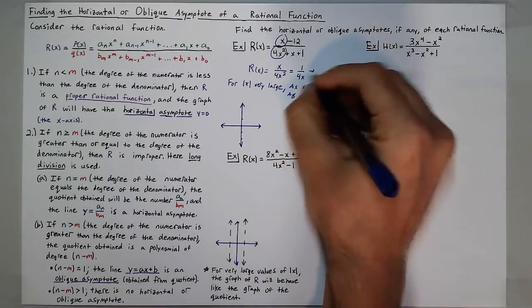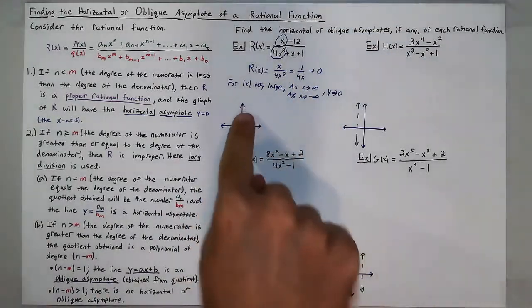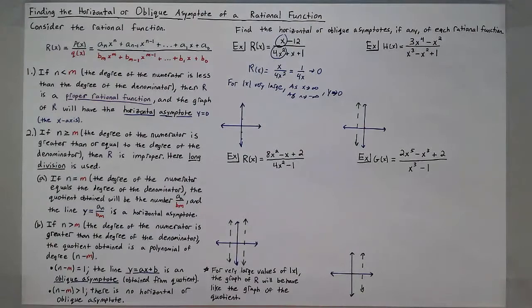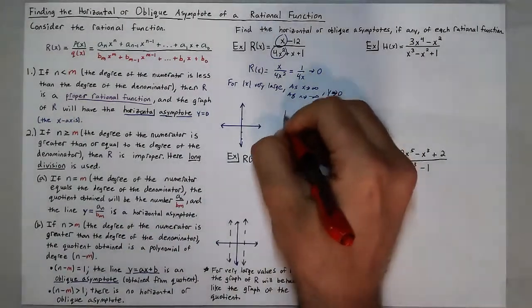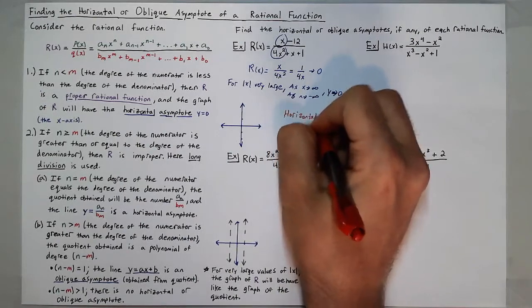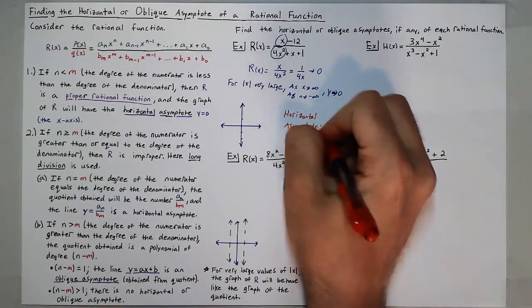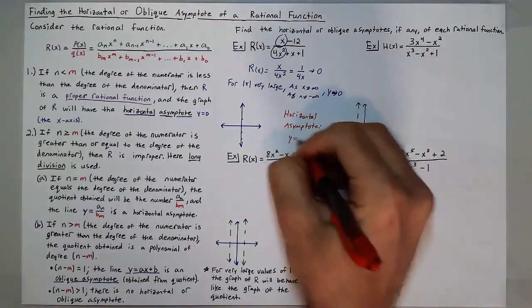Because when x gets big, this just becomes 0, which means that our graph, as x gets big, just kind of flattens out at y equals 0. So we have one horizontal asymptote at y equals 0.